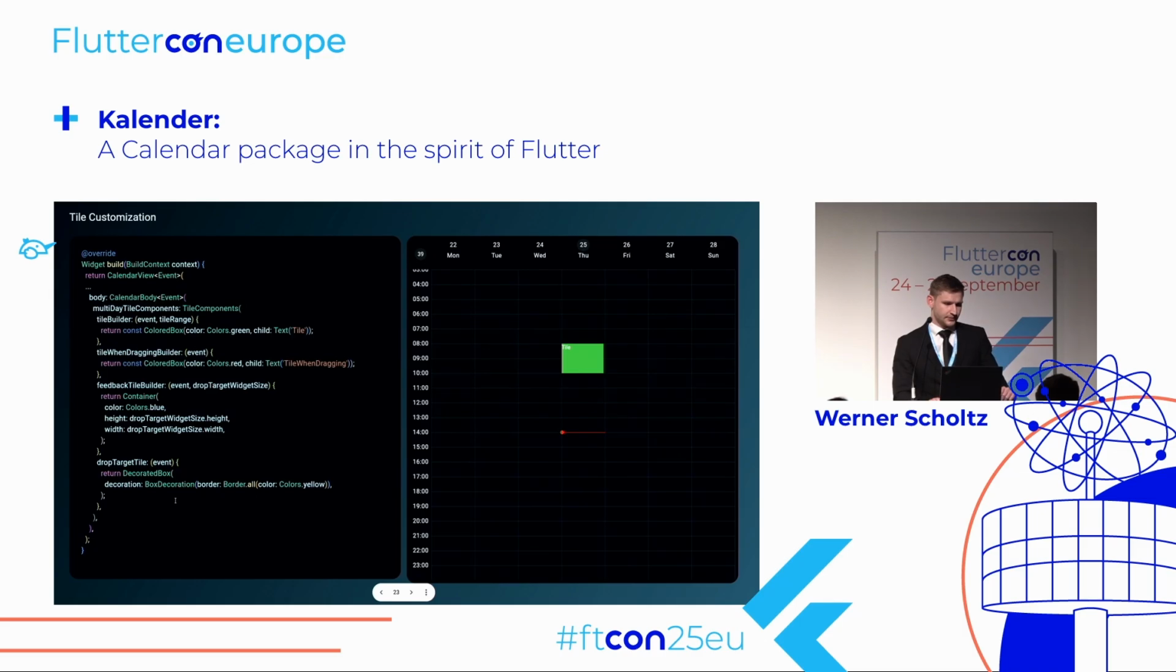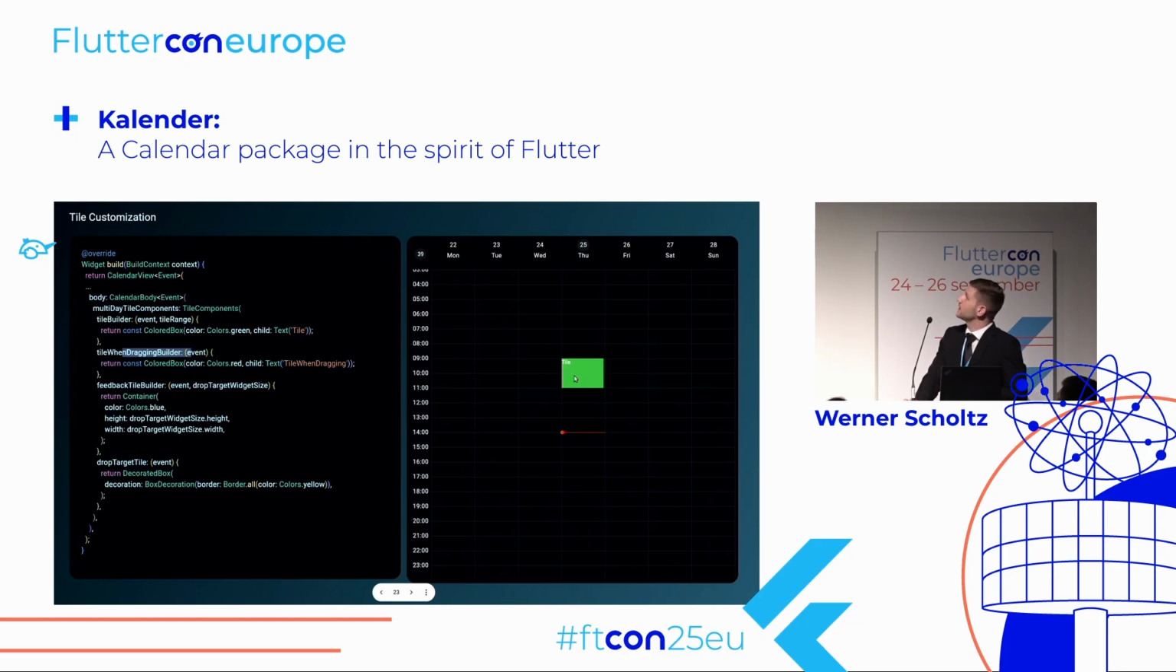Cool. So for customizing what those event tiles actually look like, I have another example here with four of the builders being defined. The first one is the tile builder. In this case, I'm just rendering it as a colored box, and it's green, so you can see it's over there. As soon as I start dragging it, the tile when dragging builder is called, and that replaces the green tile. If I drag it, you'll see there's a red tile now that says tile when dragging. Then there's a feedback tile and a drop target tile.